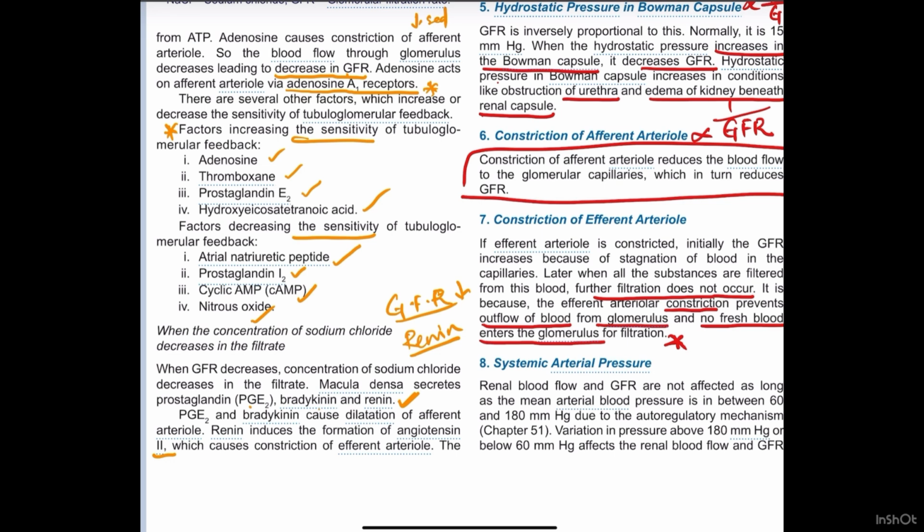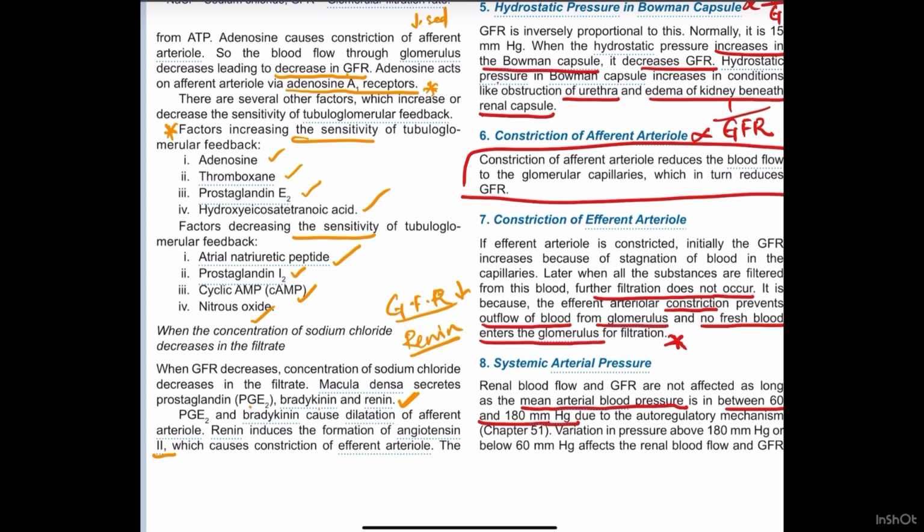And systemic arterial pressure. Regarding systemic arterial pressure, the renal blood flow and GFR are not affected as long as the mean arterial pressure is between 60 and 180 mm of Hg. Mean arterial pressure means the overall pressure in the total arteries. The largest artery is the aorta, and then there are arteries, then arterioles, and then capillaries.